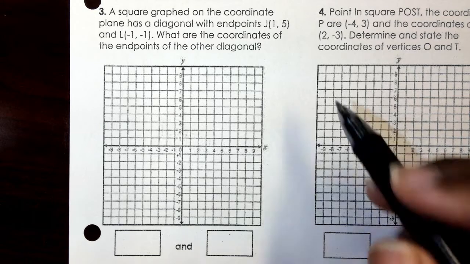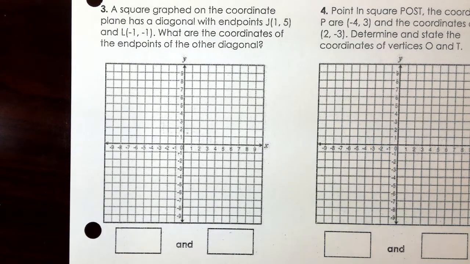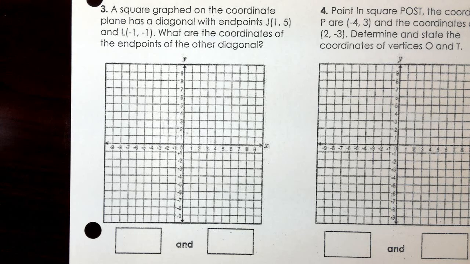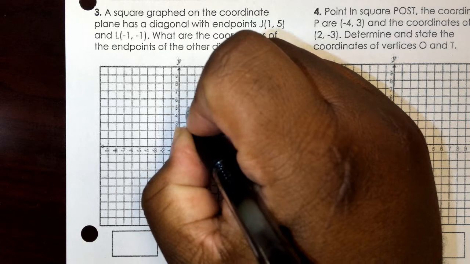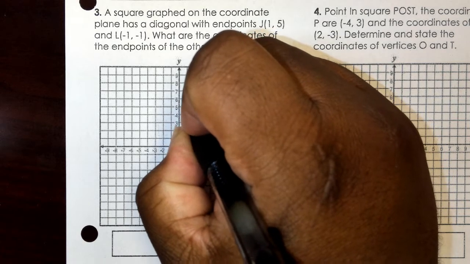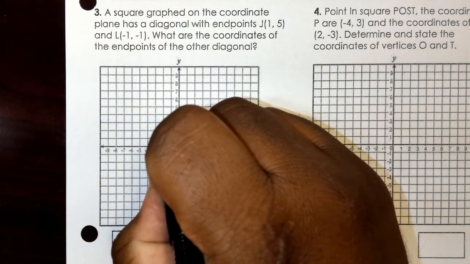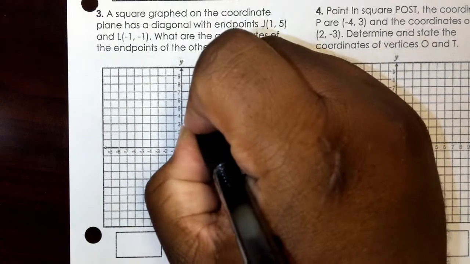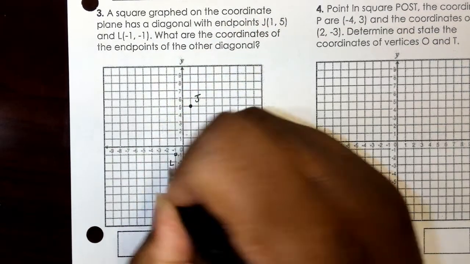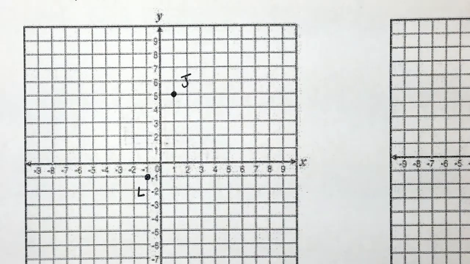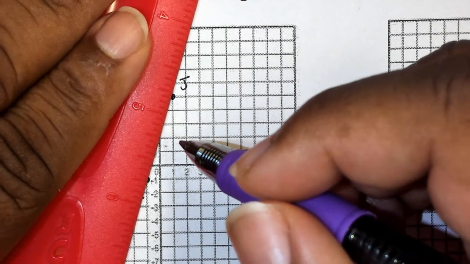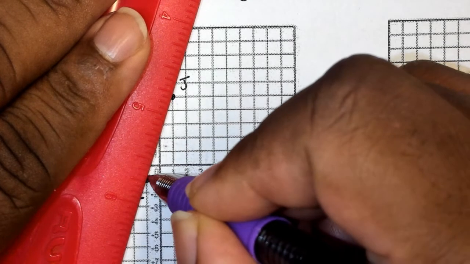Alright, so these 2 points they gave me, J and L, are not points on the side of the square. These are points that make one of the diagonals of the square. So J is at 1, 5. L is at -1, -1. This is J, this is L. Let me zoom in. Like I keep saying, because I want to stress this to you, this is not a side, this is a diagonal. Being that this is a diagonal, I was doing mine in purple the other day, and you'll notice I'm going to do it again.